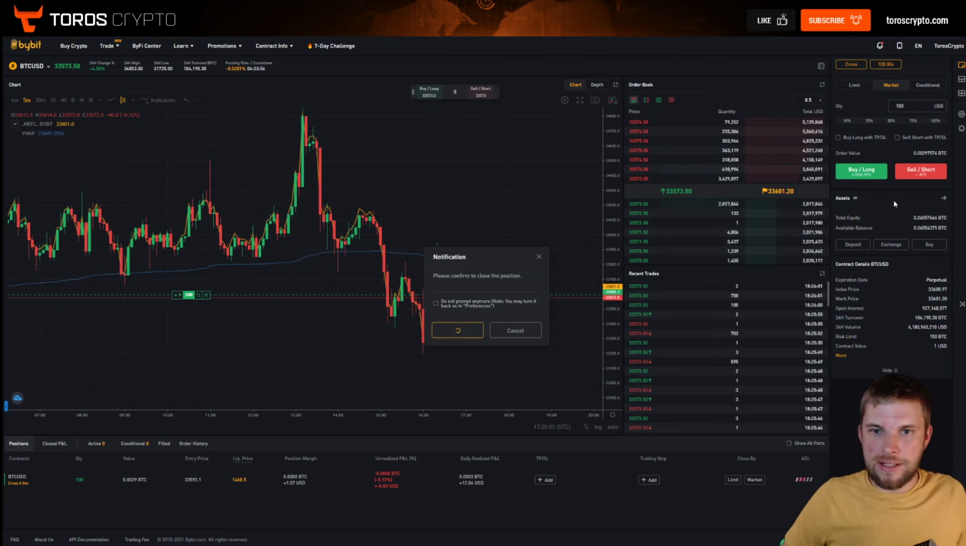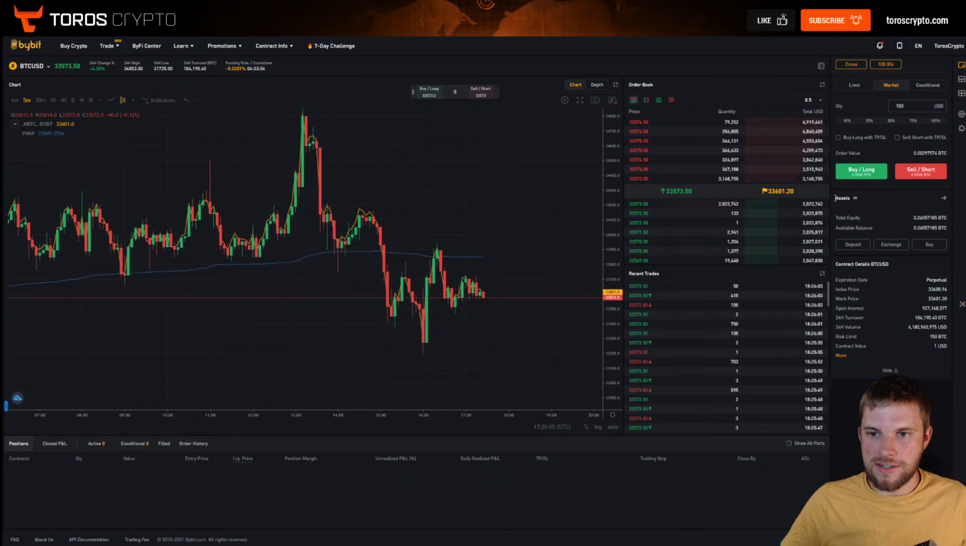Okay, let's go down again and let's start to look at your assets. So right here you have your assets tab, and this shows you the available equity and the available balance that you have. So clearly when you make a trade, your balance and your equity can change depending on the amount of profit and loss that you are making.